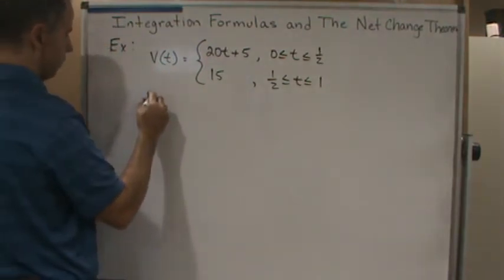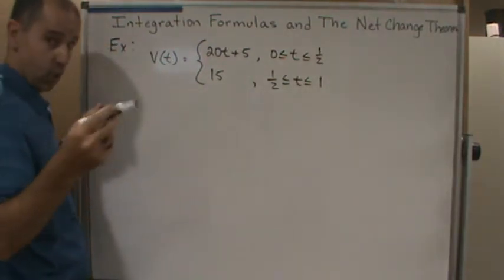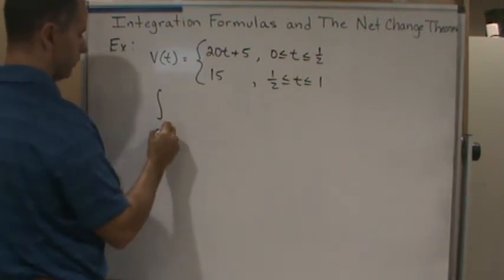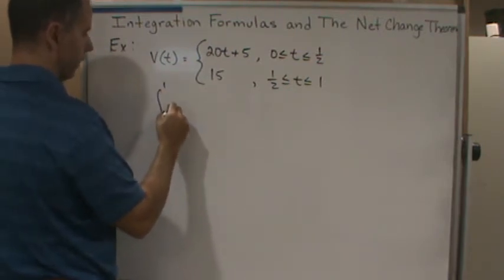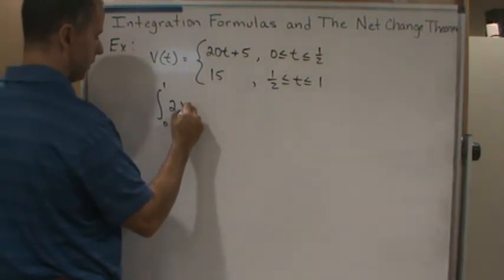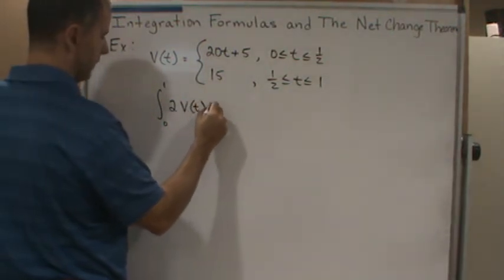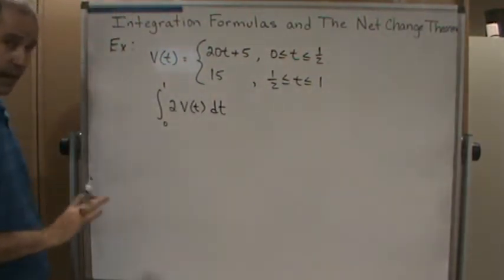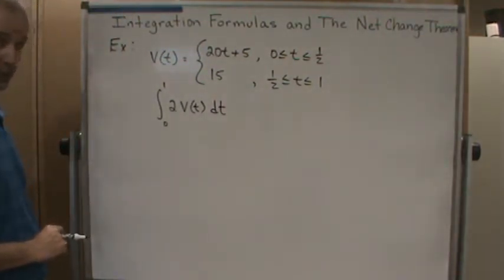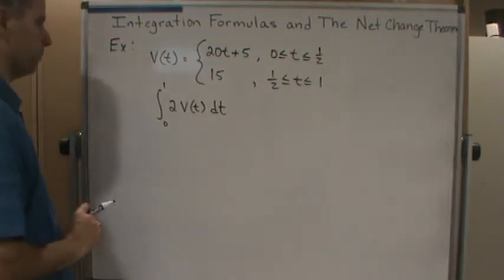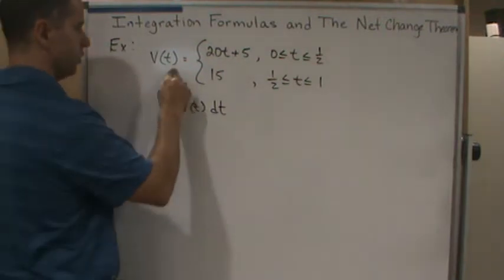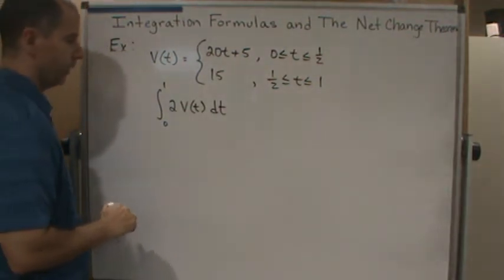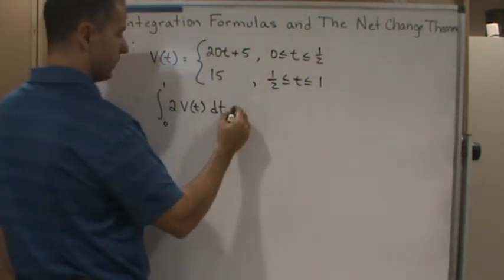So the way we'd set this up is, one, we're going from 0 to 1. And so the integral to represent his total distance would be the integral from 0 to 1 of 2 times V of t dt. So that's the way we set this up from the very start. Now, we have to consider the change in the wind speed after a half an hour. So this is where we're going to split this up into two integrals.